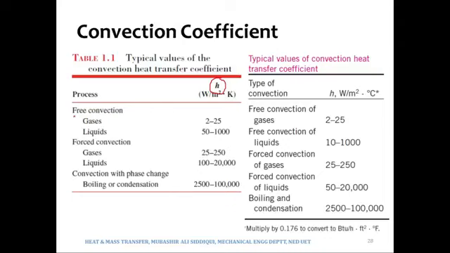However, see what we are being told over here. We are being told that for free convection in gases, h would vary between 2 and 25, and in liquids it would vary between 50 and 1000. So what are we learning? We are learning that h in liquids would be more than h in gases. Heat transfer coefficient would be more, and ultimately the convection heat transfer would be more in liquids than in gases.